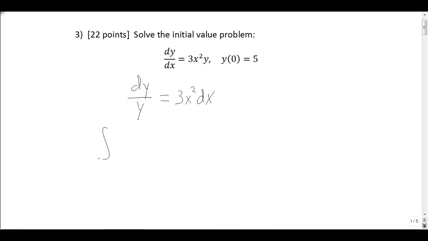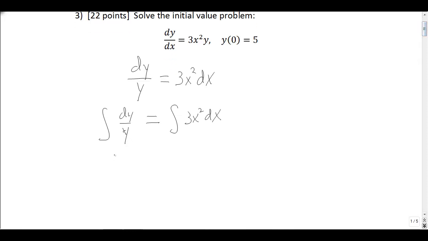Next step is we want to integrate both sides. So on the left, we integrate with respect to y. On the right, we integrate with respect to x. And then what we get here is, on the left, natural log, really absolute value y. Integrate 3x squared, you get x cubed, and then you get a plus c. So again, people generally did just fine here.